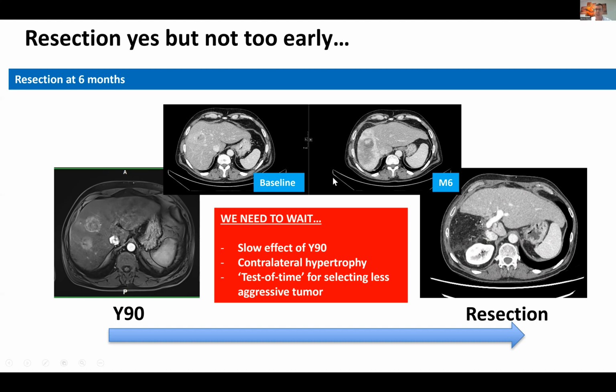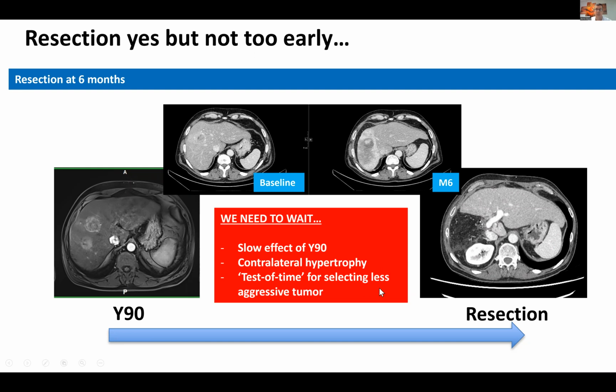The second point is that you will get contralateral hypertrophy. You can see here very well. We have treated the right part of the liver with Y90. You look at the left part, with this huge increase, and on the contrary, this atrophy of the right liver lobe. That's the second reason.